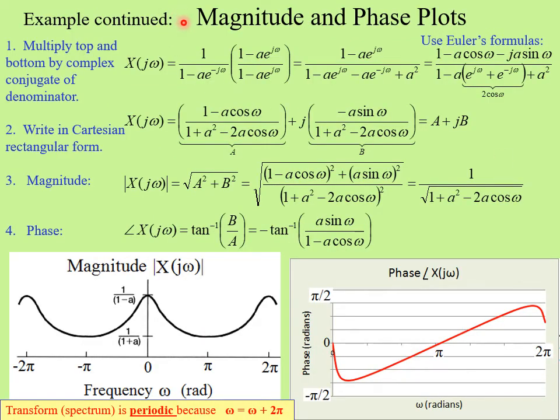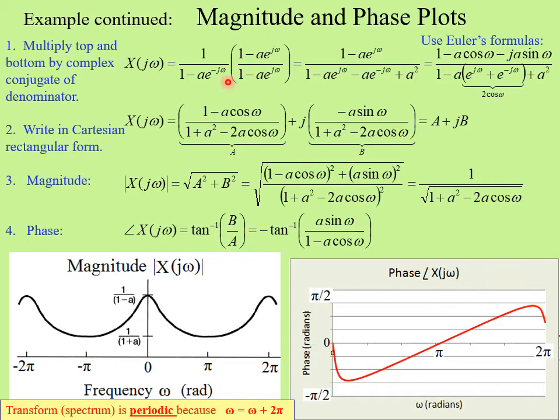So here's how we find the magnitude and phase plots for our result on the last slide. Here is our Fourier transform: X of j omega is equal to 1 over 1 minus a times e to the minus j omega. As you remember, your math teacher told you whenever you have a complex quantity down in the denominator, you have to multiply top and bottom by the complex conjugate. We want to get rid of any complex quantities in the denominator. That's sort of the golden rule of how to handle complex valued functions.